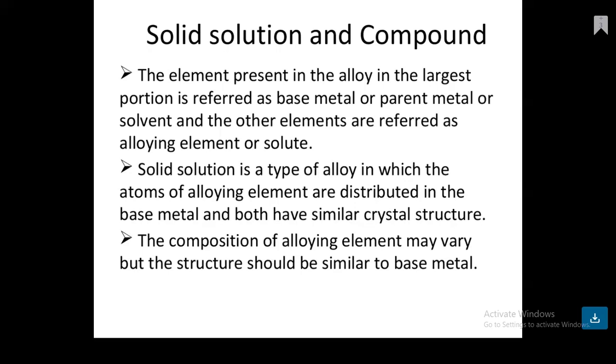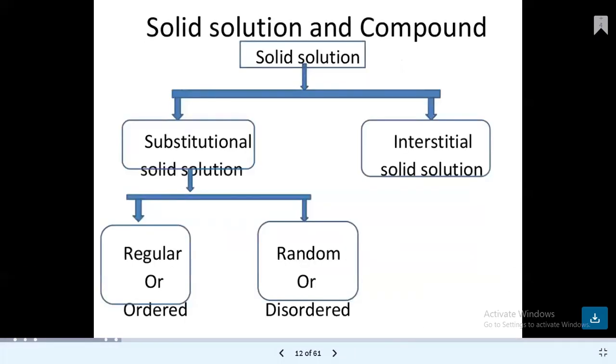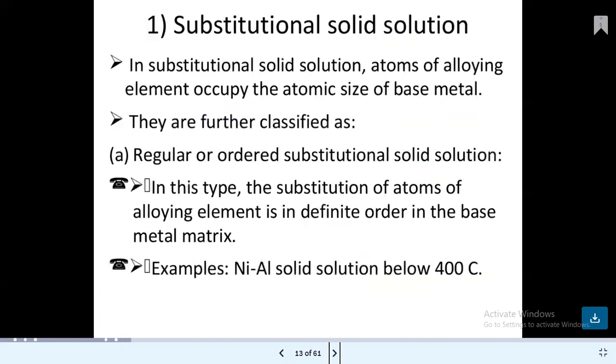Solid solution is a type of alloy in which the atoms of alloying elements are distributed in the base metal and both have similar crystal structures. The composition of the alloying element may vary, but the structure should be similar to the base metal. There are two different types of solid solution: substitutional solid solution and interstitial solid solution. Substitutional solid solution again has two types: regular or ordered substitutional solid solution and random or disordered substitutional solid solution.